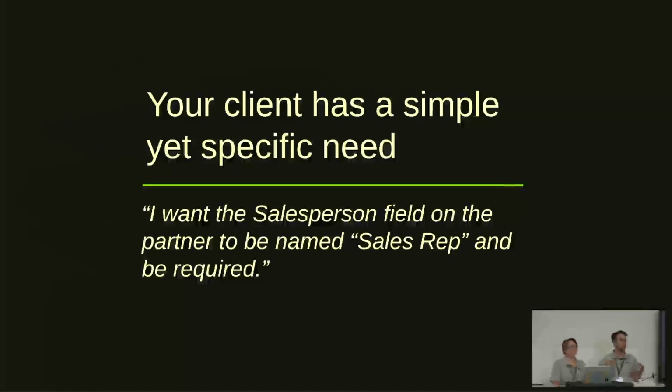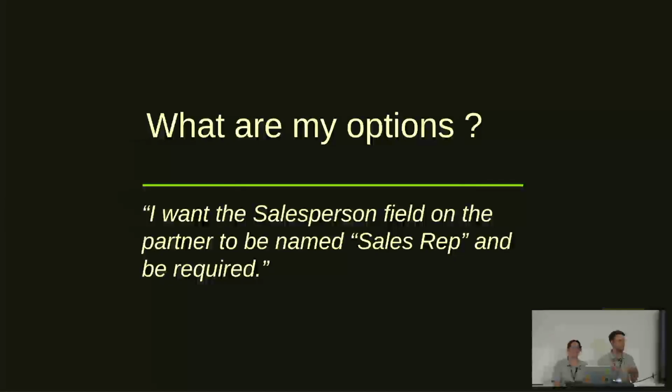So for the context, let's say you have a client. This client has a simple need, but still specific, and you want to address it. So the need is, I want the salesperson field on the partner to be named sales rep instead of salesperson, and be required or mandatory. So what are my options if I want to do this in Odoo? I'm asking you, so what could be my options if I want to do this?